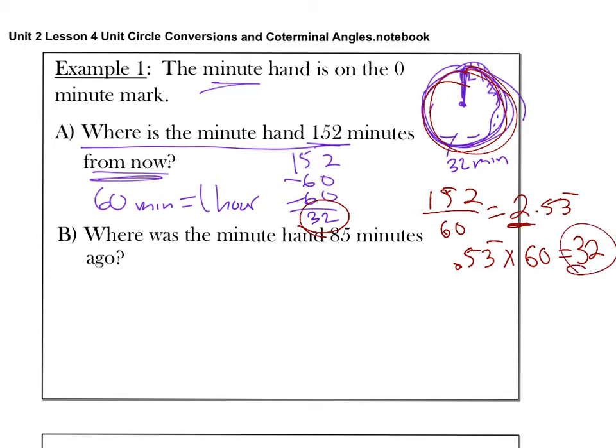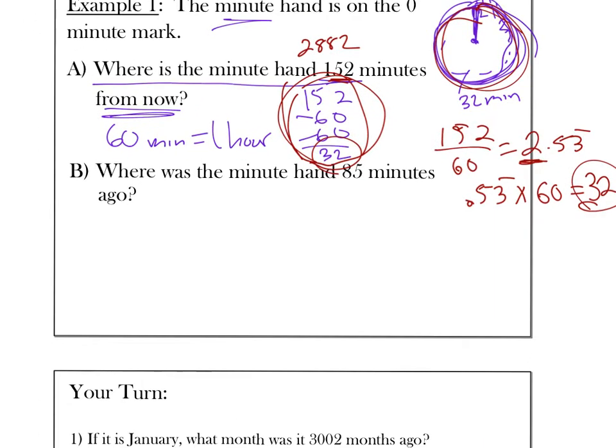All right. So this way would work in this case because it's not too many. You know, if I said it was 2,882 minutes, you probably wouldn't want to just keep subtracting 60 because you'd be there all day. But for this case, it would work.